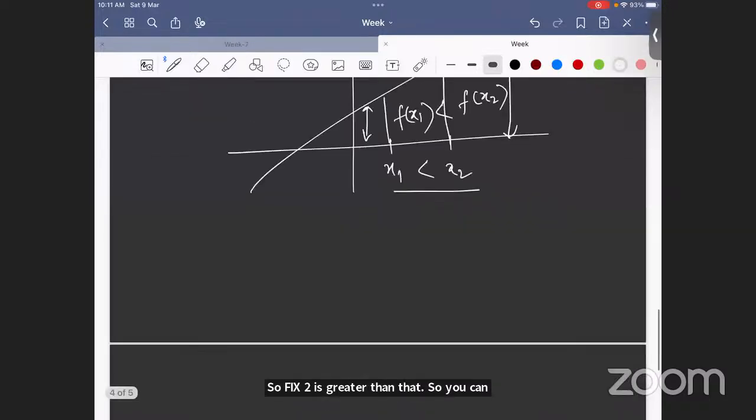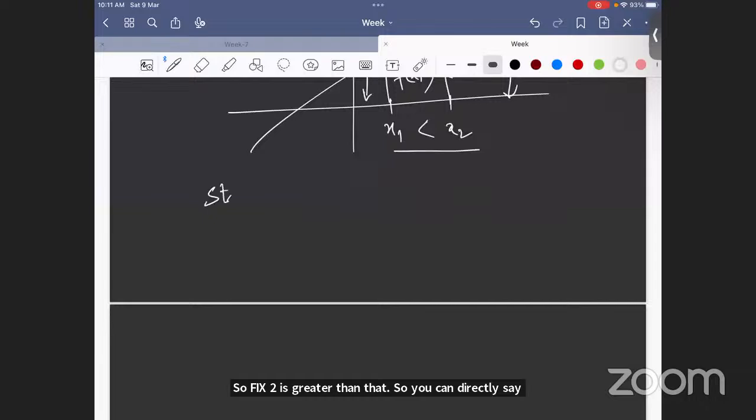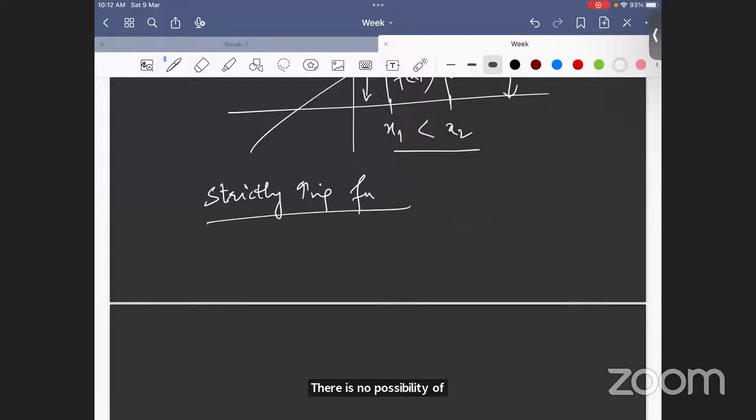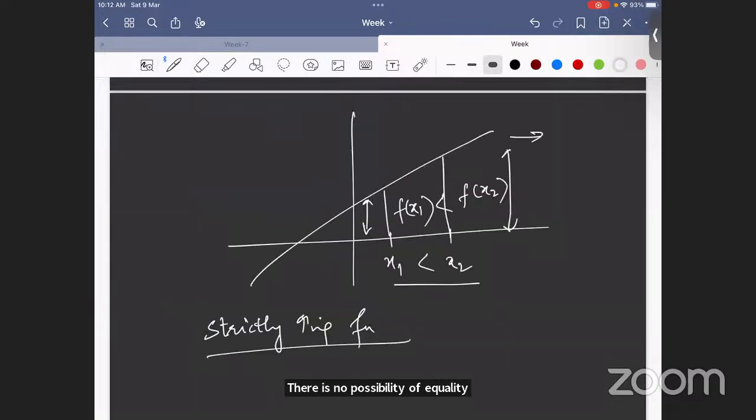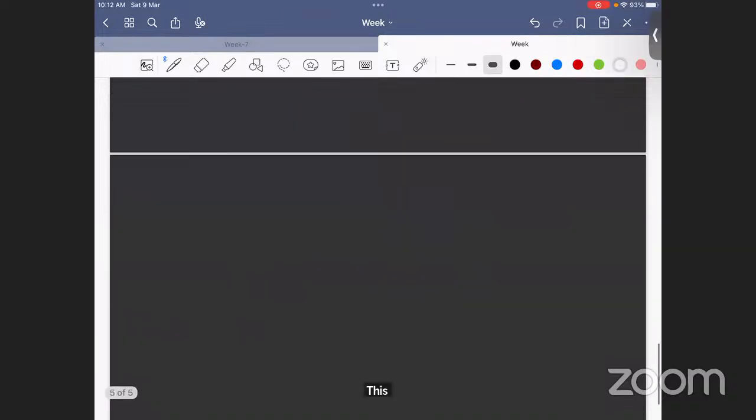What do you mean by a strictly increasing function? There is no possibility of equality. Correct. So is this a strictly increasing function? Yes, this is a strictly increasing function, right? So is this clear to everyone?